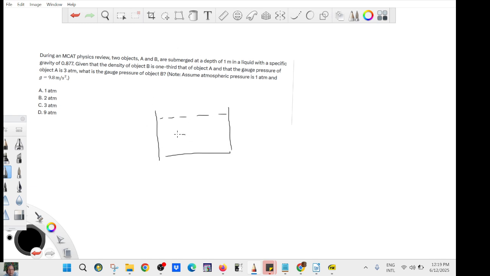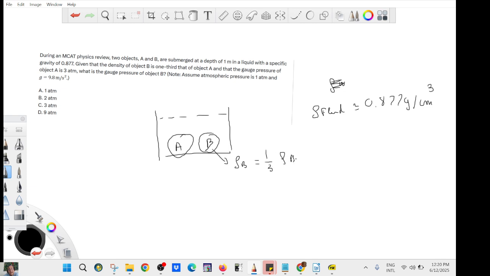So submerged, okay, you can think of that as being at the bottom. And they are talking about the gauge pressure. So you have the fluid here, which has density 0.877 gram per cubic centimeter. And the density of this one is 1/3 the density of A.